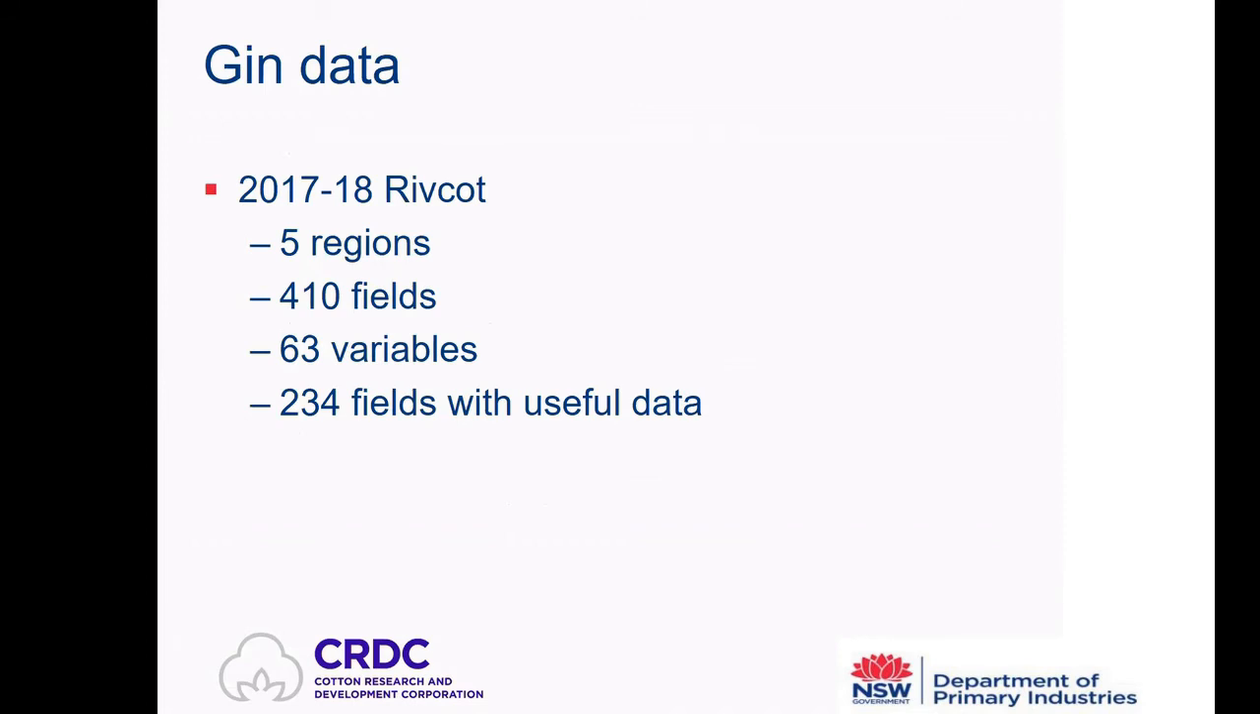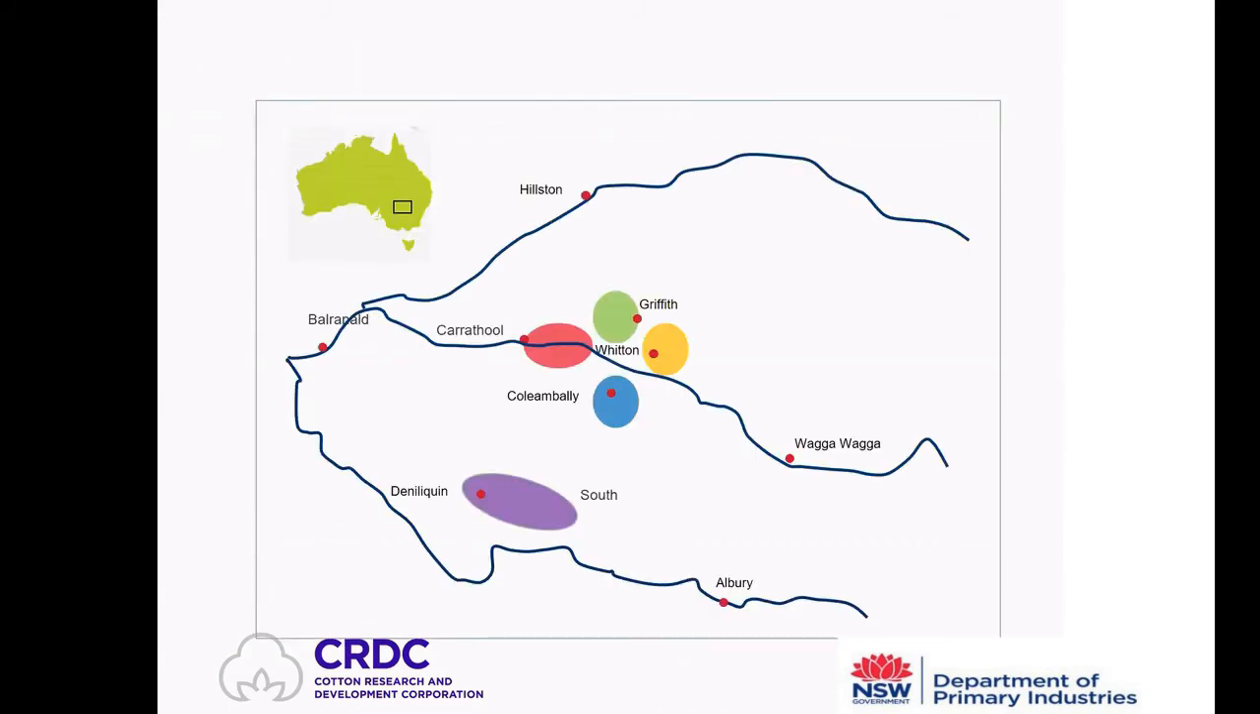We've divided it into 5 regions. We've got 410 fields. There was a lot of ancillary data collected with the water and yield data, so we've got 63 variables that we can actually try to explain differences in efficiency. Of those 410 fields, we had 234 with useful data. You can see here the regions that we've got divided. So we've got Carrathool, Griffith, Whitton, Colliamberley, and the south, which is essentially the Murray Valley.